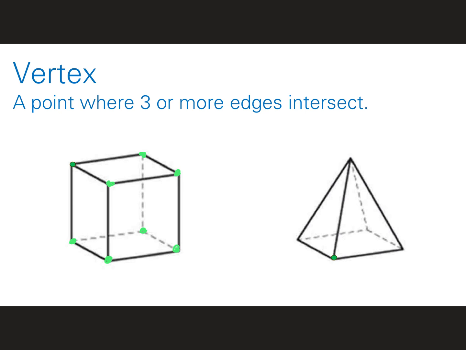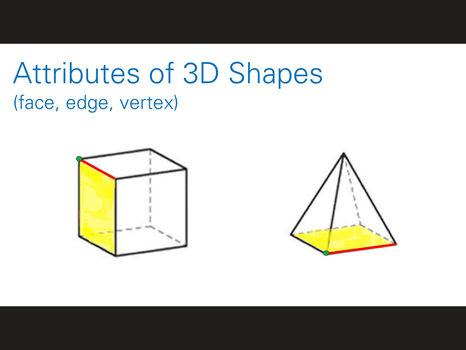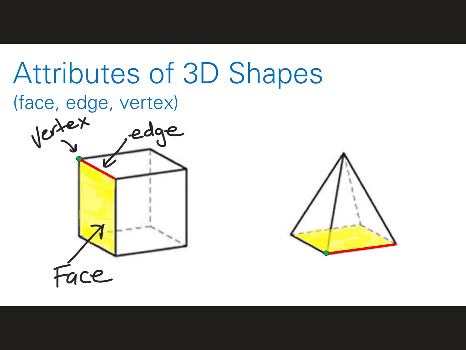What about the next one? How many vertices does it have? Well, I've got the 4 on the bottom, and then I have 1 on top. So that one only has 5. All right, as a review, we have our faces, which are these flat sides. We have our edges, which are basically where 2 faces meet. And then we have a vertex, which is basically the corner of a shape.